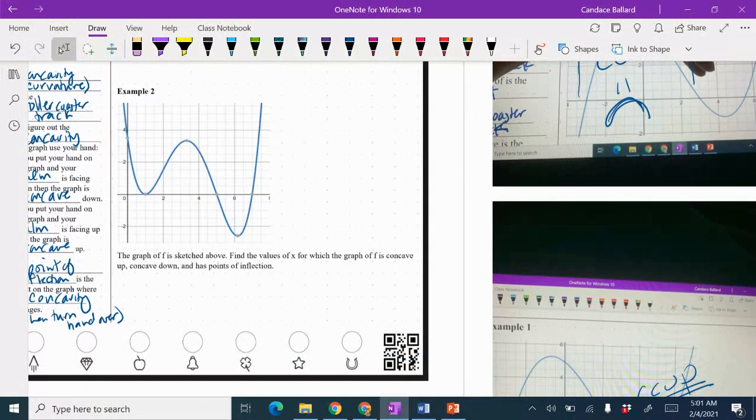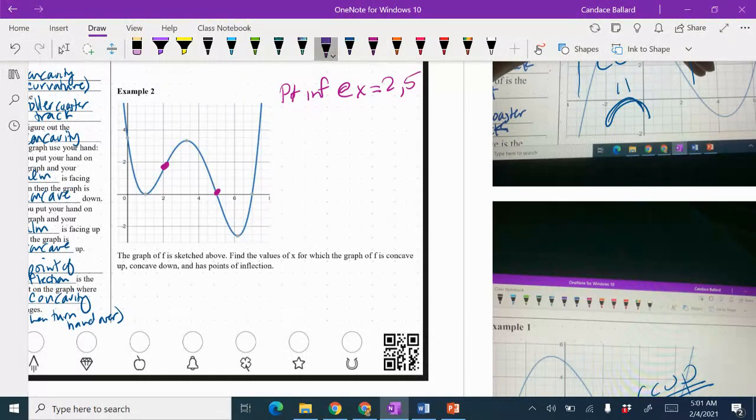All right, looking at example 2. I'm going to try to identify my points of inflection first, so I can get an idea of where it's changing. It looks like it changes about right there and maybe about right here. So a point of inflection at x equals about 2, we could fudge it to 2, and then this one looks like about 5.